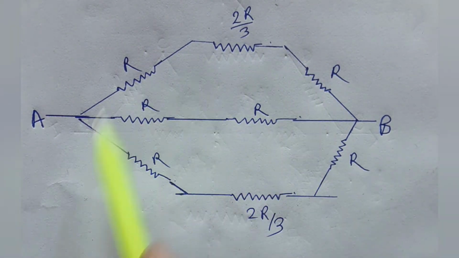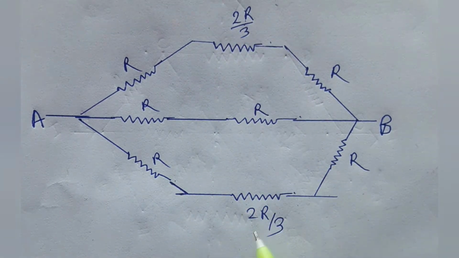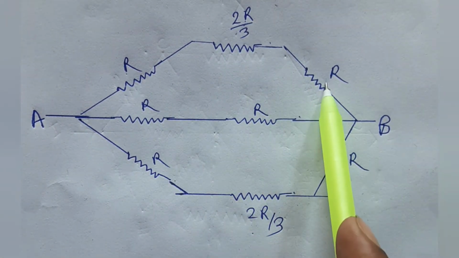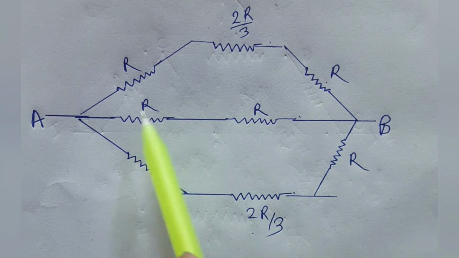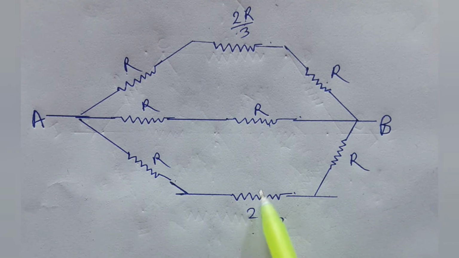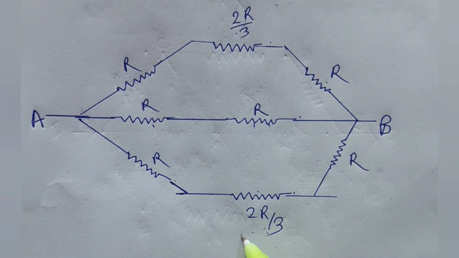This is the next simple circuit, and we get here the resistance 2R by 3 and here 2R by 3. Now we see that these are 2R by 3 and these are in series. Similarly, this gives R plus R, 2R, and this gives R plus 2R by 3 plus R, and we get the resultant resistance 8R by 3. Therefore, we see that 2R, 8R by 3 and 8R by 3 are in parallel. Okay, see the next figure.